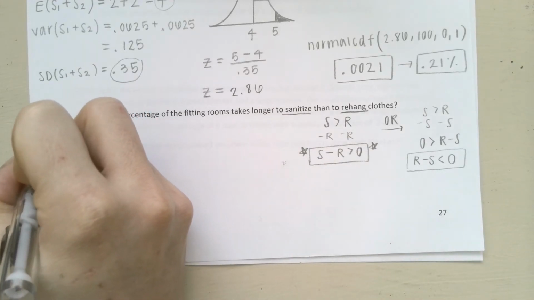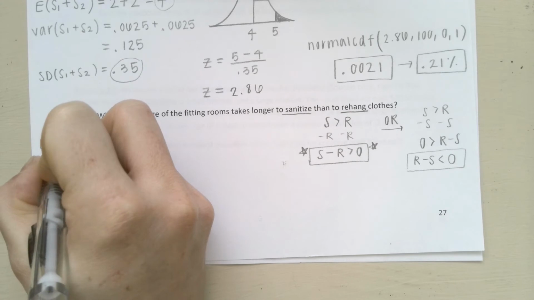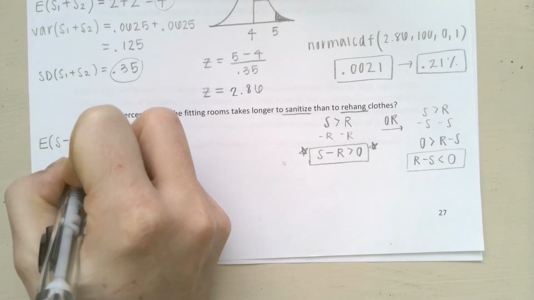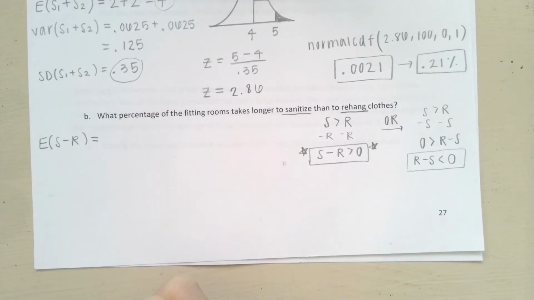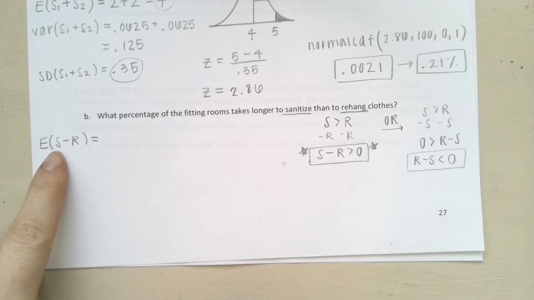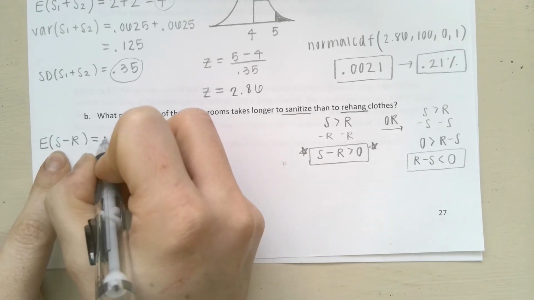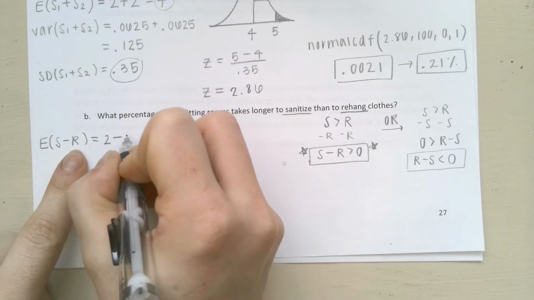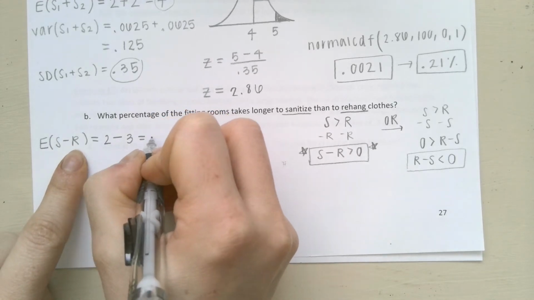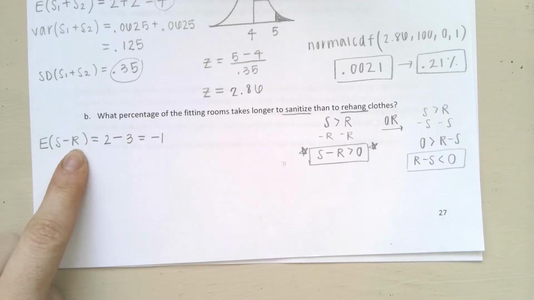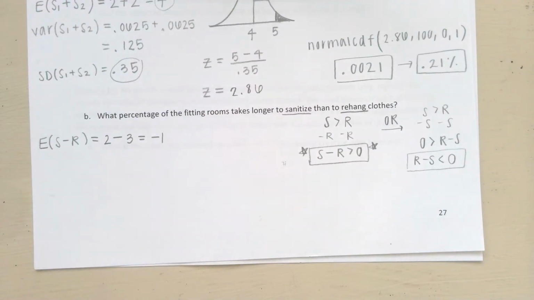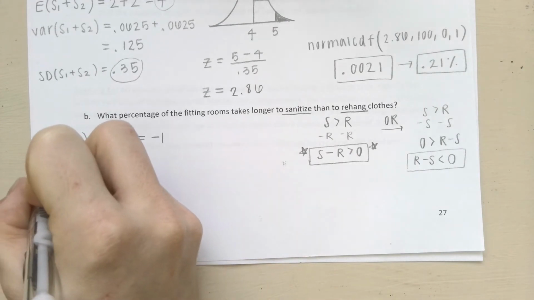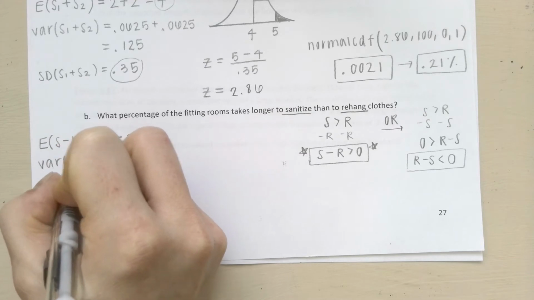So let's start with our expected value. I'm going to find S minus R. So I'm taking the expected time for sanitizing, which was 2, and subtracting R, which was 3. That gives me -1. It is okay to have a mean of -1, or of the negative. Don't freak out if you do get a negative there. From here, we'll find the variance.